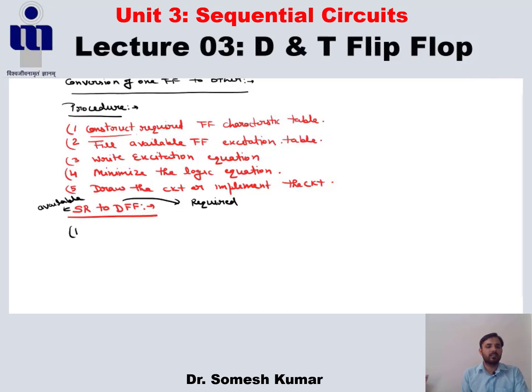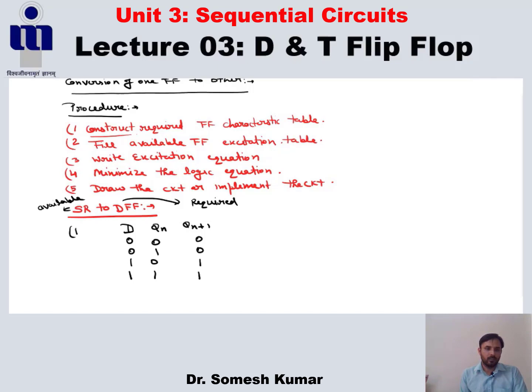So what is the characteristic table? We already studied the characteristic table of the D flip-flop, with columns D, Qn and Qn plus 1. There are four combinations: 0 0, 0 1, 1 0, 1 1. The output here is 0, 0, 1, 1. Because in the D flip-flop Qn plus 1 is equal to D, that's why Qn plus 1 is equal to D here.